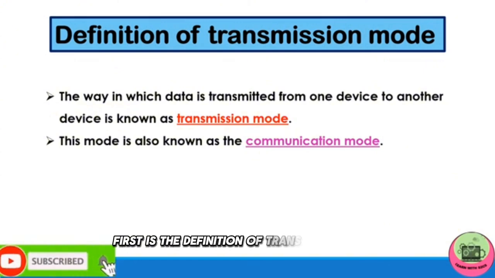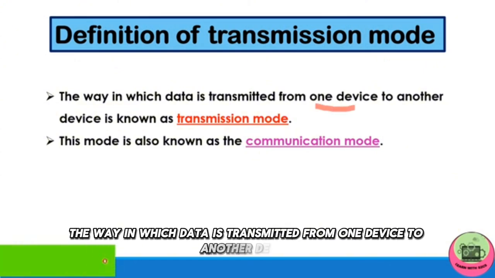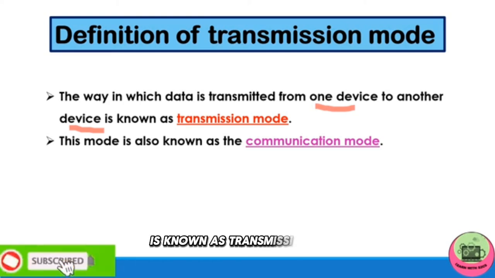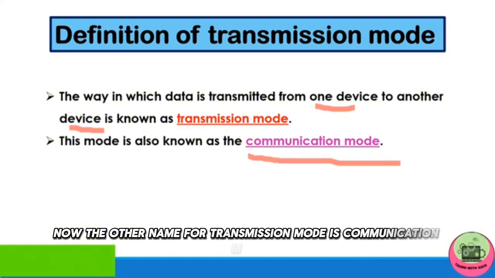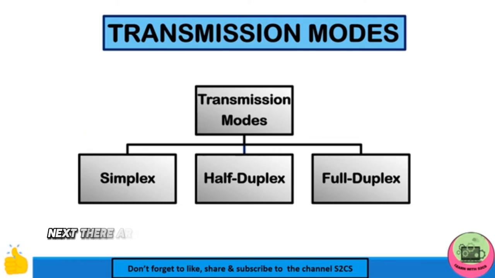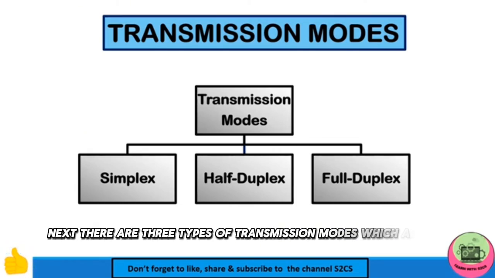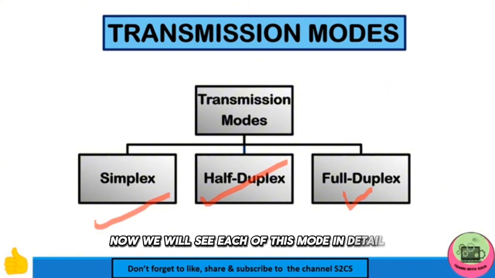First is the definition of transmission mode. The way in which data is transmitted from one device to another device is known as transmission mode. How the data is transmitted. Now the other name for transmission mode is communication mode. Next, there are 3 types of transmission modes: simplex, half duplex, full duplex. Now we'll see each of these modes in detail.